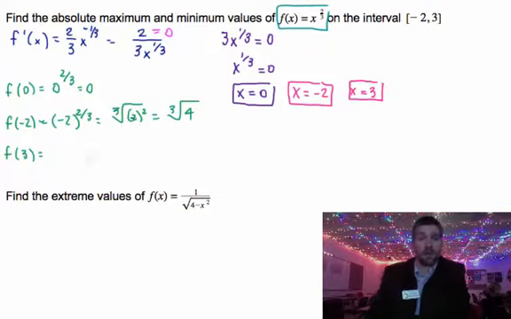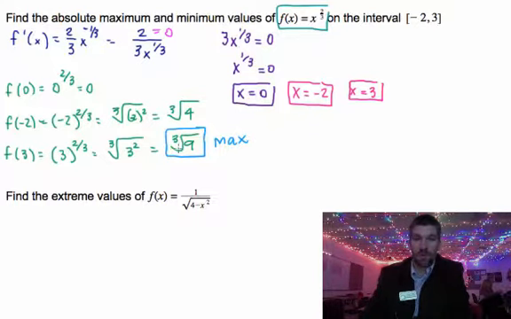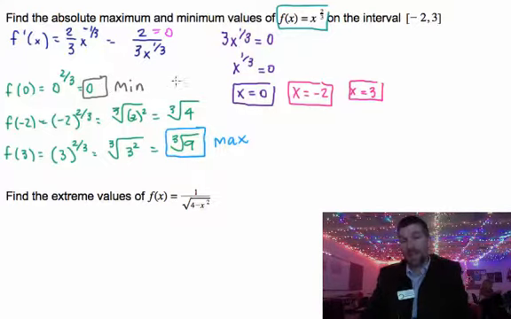And then the last one is going to be 3 to the 2/3 power, which is going to be the cube root of 3 squared, which is the cube root of 9. So let's just think about this. I don't know exactly where the cube root of 4 is, but I do know that the cube root of 9 is bigger than the cube root of 4. So this is going to be my max value right here. It's also bigger than 0. Okay, so cube root of 9 is bigger than the cube root of 4, bigger than 0. So he's my max. And I know when I look at this that my minimum is going to be 0. Why? Because 0 is less than the cube root of 4 and less than the cube root of 9.